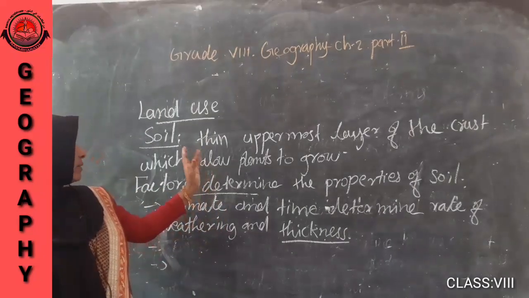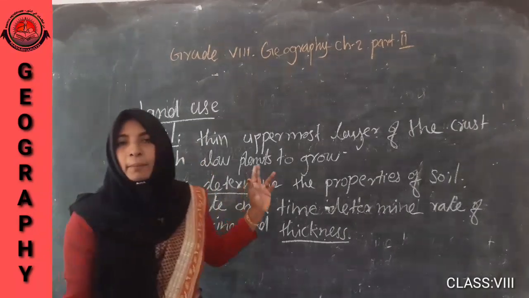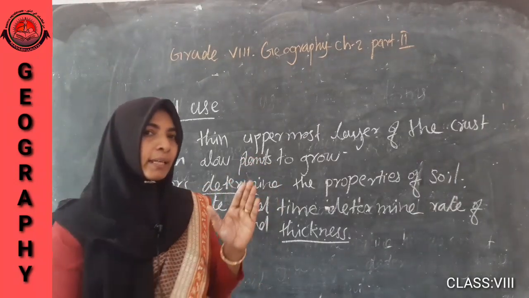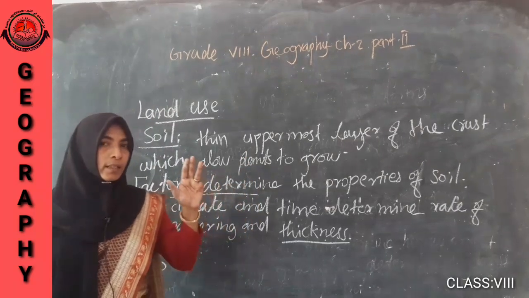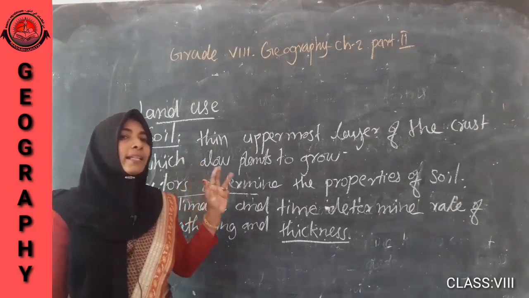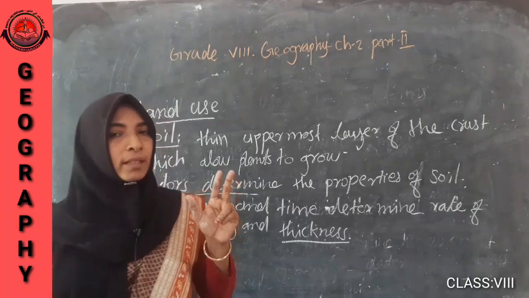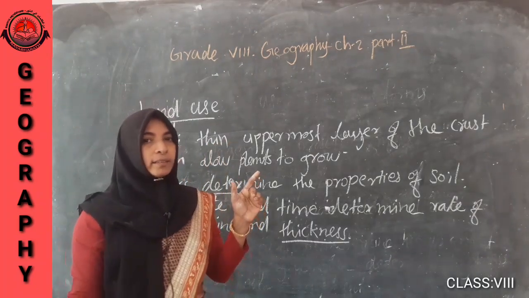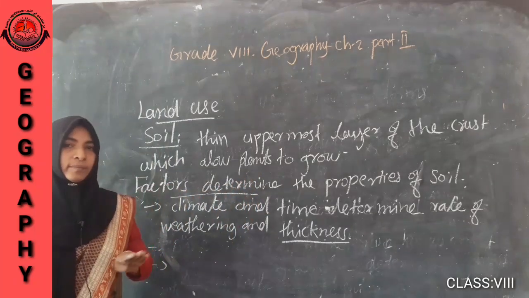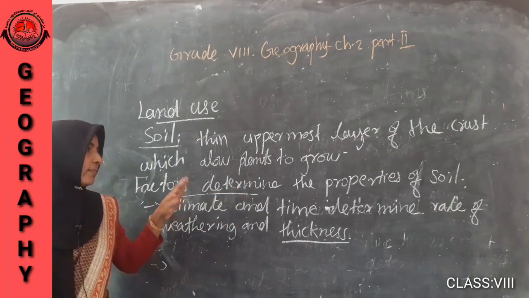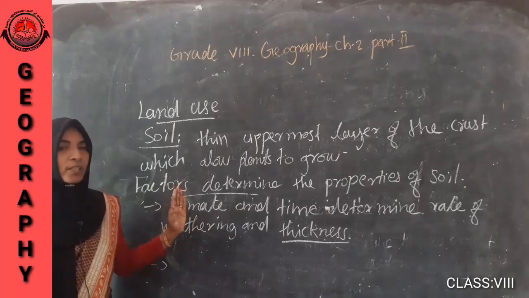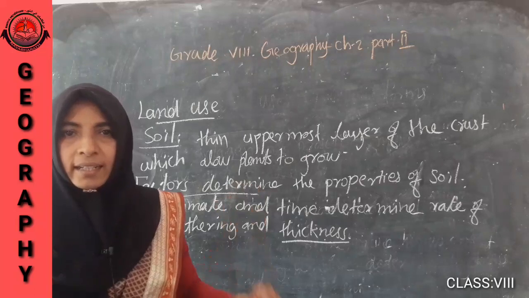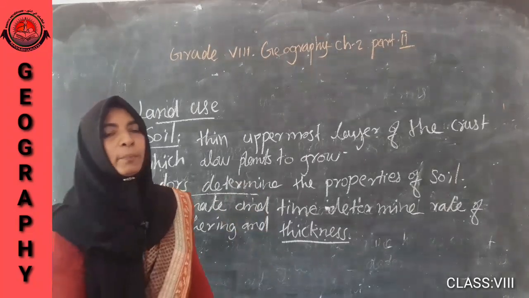Did you get which are the factors that determine the properties of a soil? The parental rock, then plants and animals, next topography, then climatic condition. These are the things which determine the properties of a soil. Is it clear? Can we go to the next topic?